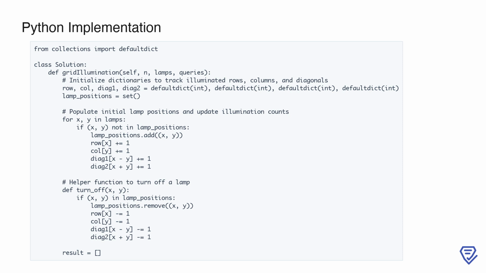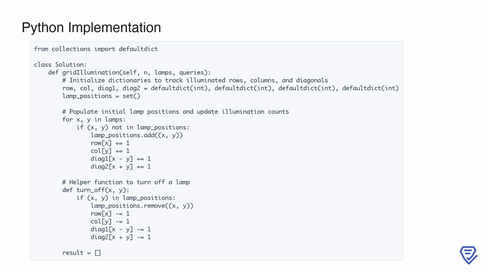Here, we begin by importing the defaultdict class from the collections module, which allows us to automatically initialize dictionary values. Inside the Solution class, we define the gridIllumination method, which takes the size of the grid n, an array of lamp positions, and a list of queries. We initialize 4 dictionaries: row, col, diagram1, and diagram2. These track how many lamps are illuminating each row, column, and diagonal. Additionally, we create a lamp_positions set to store the active lamp coordinates, ensuring that no duplicate lamps are added.